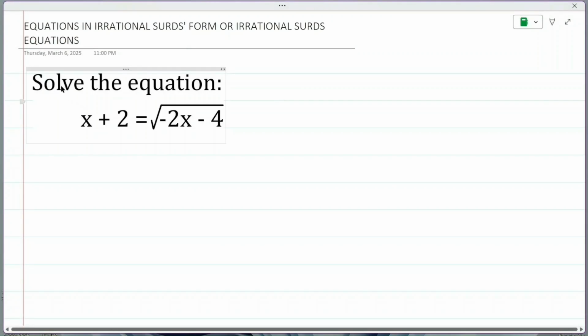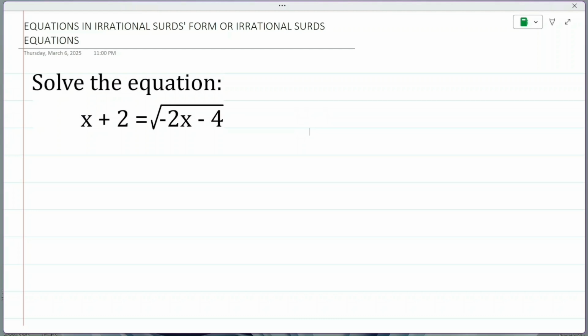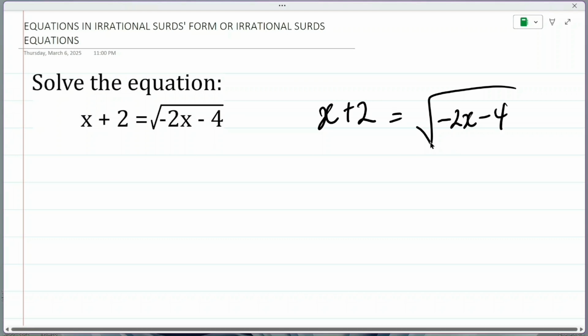A second example under equations in irrational form is: solve the equation x plus 2 equals square root of minus 2x minus 4. Let's write it out. x plus 2 equals square root of minus 2x minus 4. Now looking at this, the best way to solve it is to get rid of this square root.